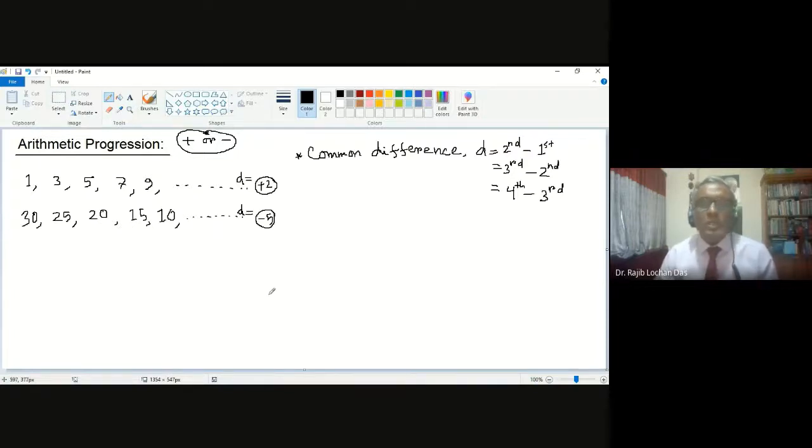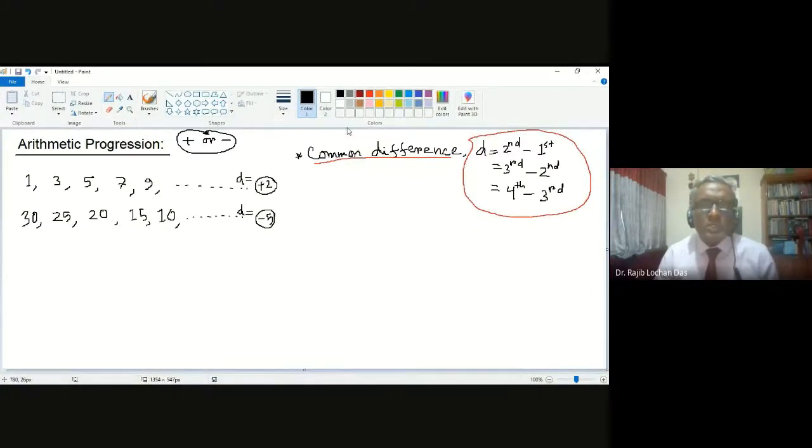So if you see any progression, then you will check with all these. If you see every time it is not equal, then this is not arithmetic, because the difference is not common. The difference has to be common every time. So in this way you can find D equal to plus 2 and D equal to minus 5 for the two examples.